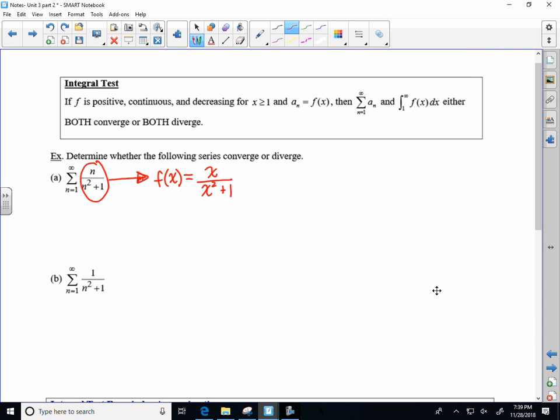All right. So what I'm going to do is find the integral from 1 to infinity of x over x squared plus 1 dx, which we think of as the same thing as the limit as a approaches infinity of the integral going from 1 to a of x over x squared plus 1 dx.